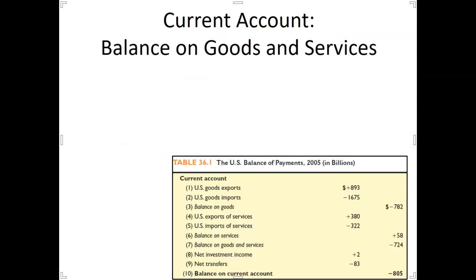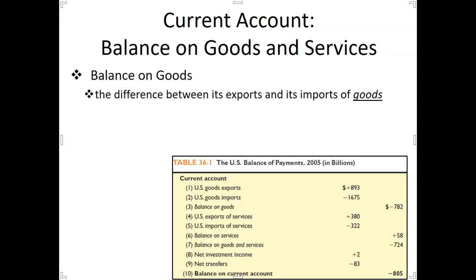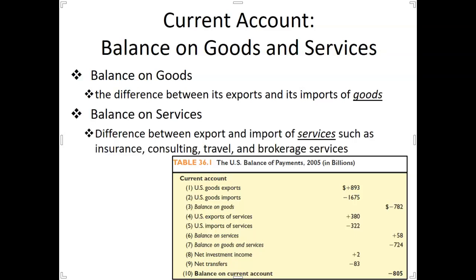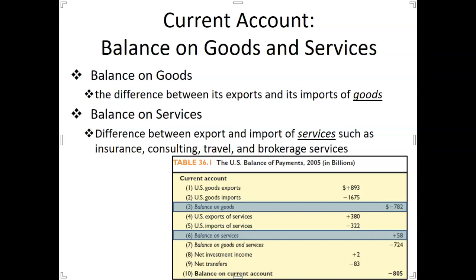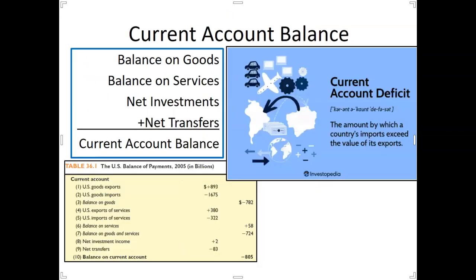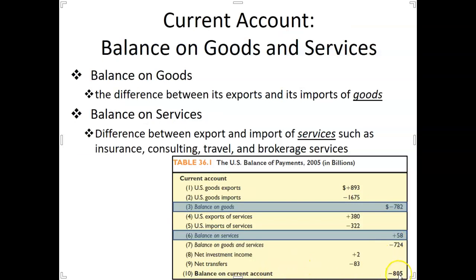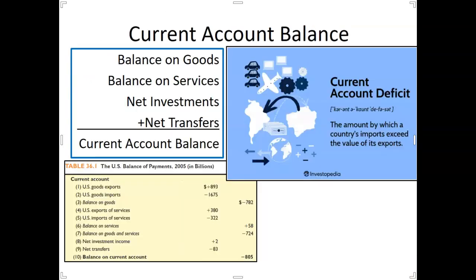So, current account balances on goods and services. The balance on goods is the difference between exports and imports of goods by monetary value. Balance on services is the difference between exports and imports of services, such as insurance, consulting, travel, brokerage, cloud systems, those kinds of things. So pretty much net exports, that's what we're looking at. Exports minus imports. You sum up the balance on goods and the balance on services and you get the current account balance of, in this case, negative 805.